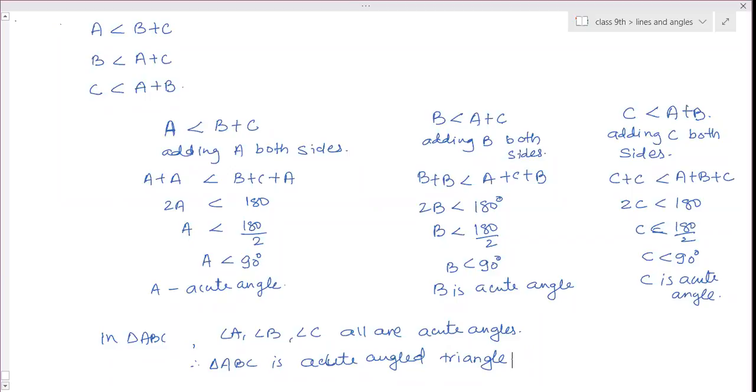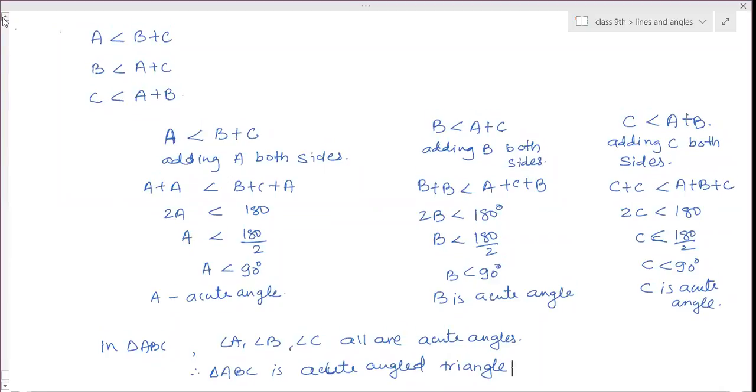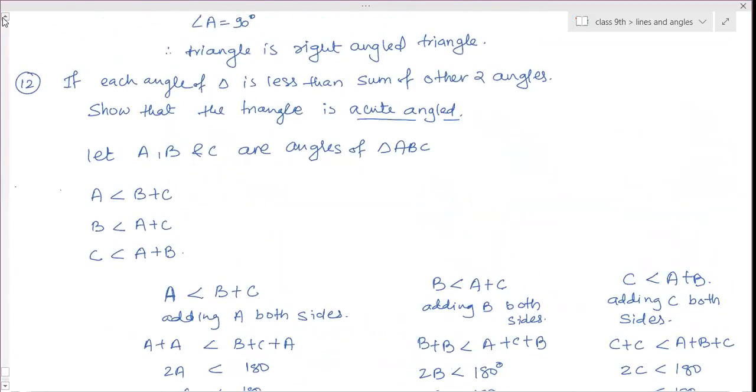Ma'am, can you just show the question again? The network wasn't working properly, so I couldn't write the question down. This is R.S. Agarwal, chapter 8, exercise 8. Okay, the same question, the 12th one. Okay, ma'am. Thank you.